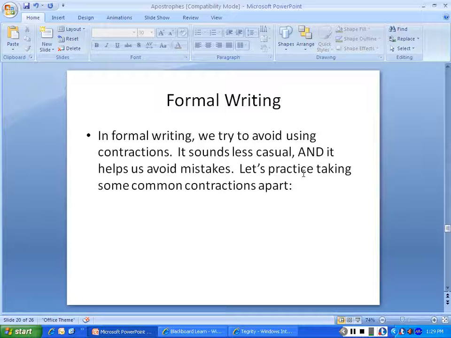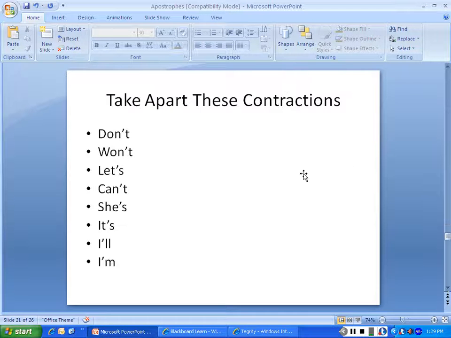So let's practice taking some common contractions apart. Take apart these contractions: don't, won't, let's, can't, she's, it's, I'll, I'm. Pause this recording if you need to while you work.